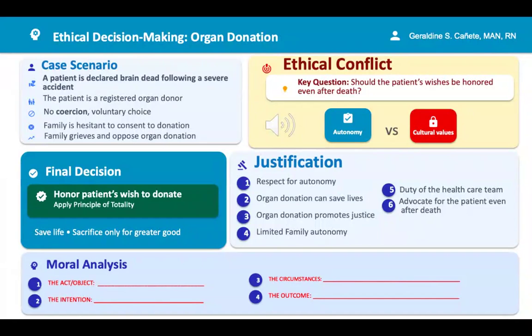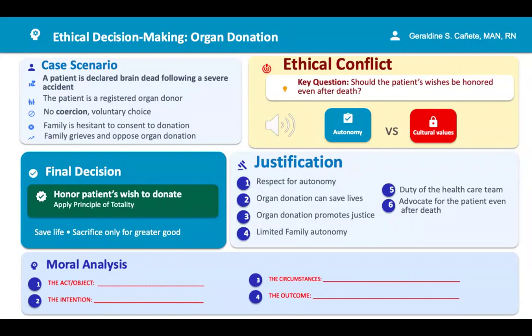Now, I would like you to think about this case. What are your initial thoughts and feelings? What aspects of this situation do you find most challenging? Okay, so take note of them as well.